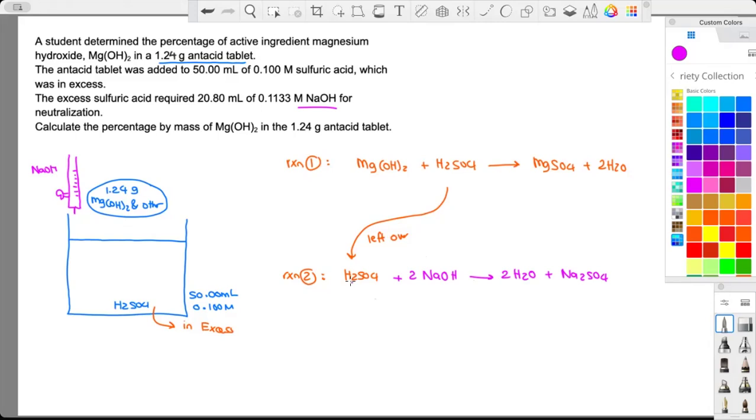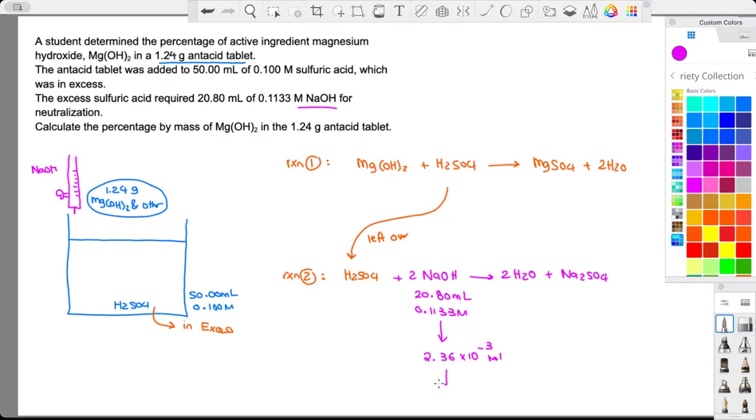So in these types of questions, we're kind of working backwards. So let me put numbers down so we can see what we're doing exactly. So here, the volume of NaOH used for the second titration was this many milliliters. The concentration was 0.1133 molar. So first thing is, by multiplying the volume and concentration of NaOH, we can find how much NaOH was actually used in the second reaction. So we just multiply these two numbers, and that would tell us that 2.36 times 10 to the negative 3 moles of NaOH was used in the second reaction.